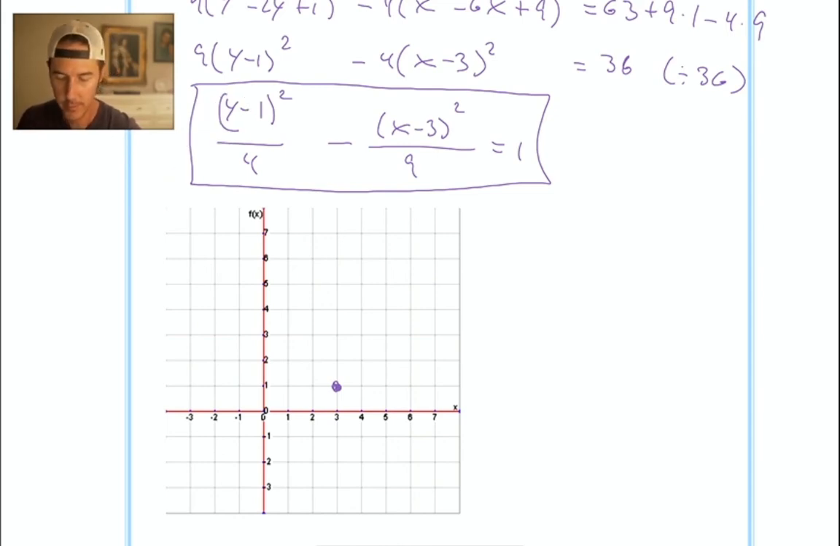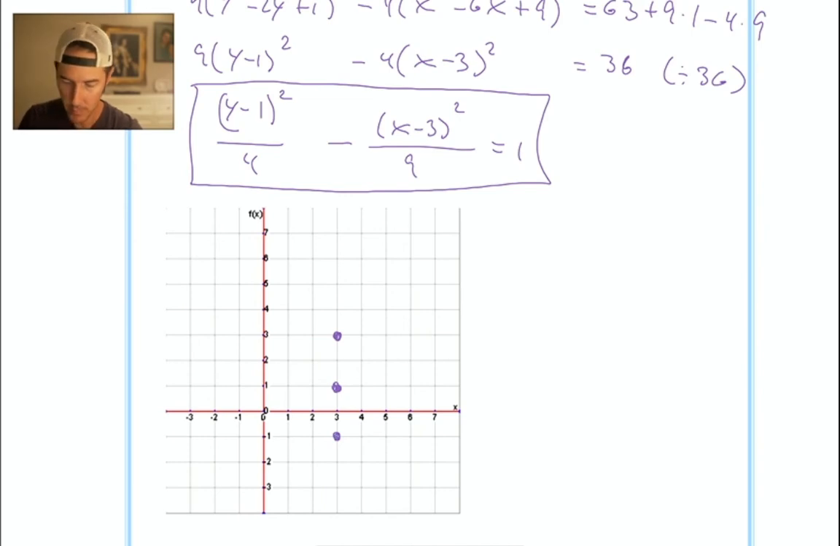it will be concave in the vertical direction, which means that the denominator under the y minus 1 squared, which is a 4, you take the 4 and square root it, that's equal to 2, and that will be the vertical distance to the vertices. So I'll start at the center, I'll go up 2 units and plot a point for a vertex, down 2 units from the center, plot a point for a vertex.